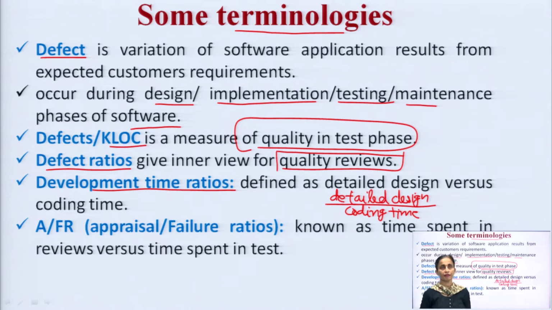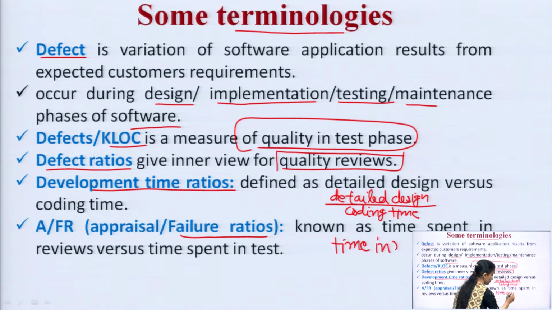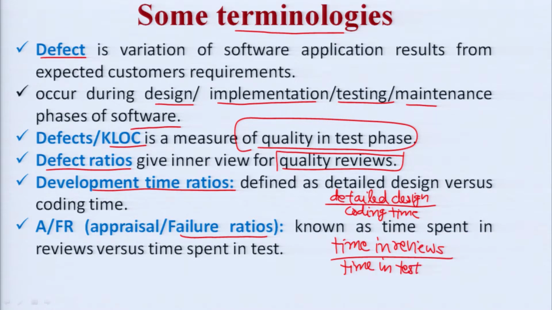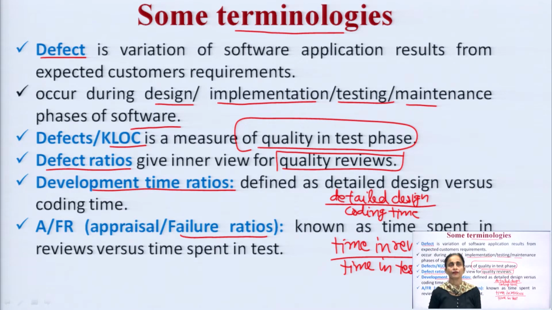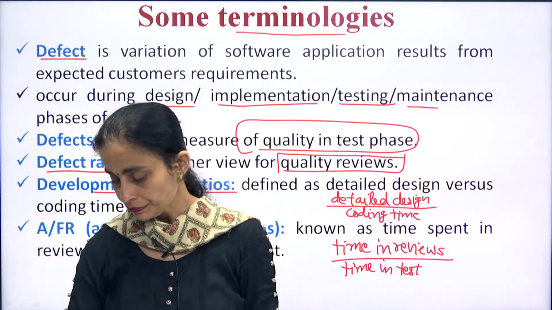Then we are going to define the appraisal to failure ratio. It is defined as the time spent in reviews versus the time spent in test. Review is one of the static testing techniques, and testing means the entire test time that we are going to spend, which will tell us the failure ratio.